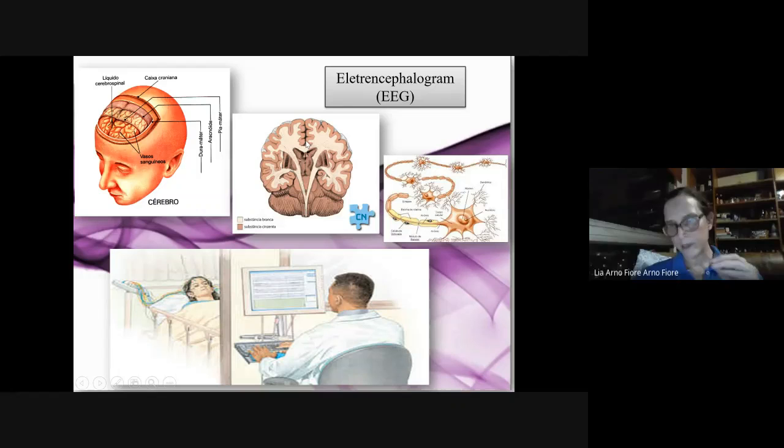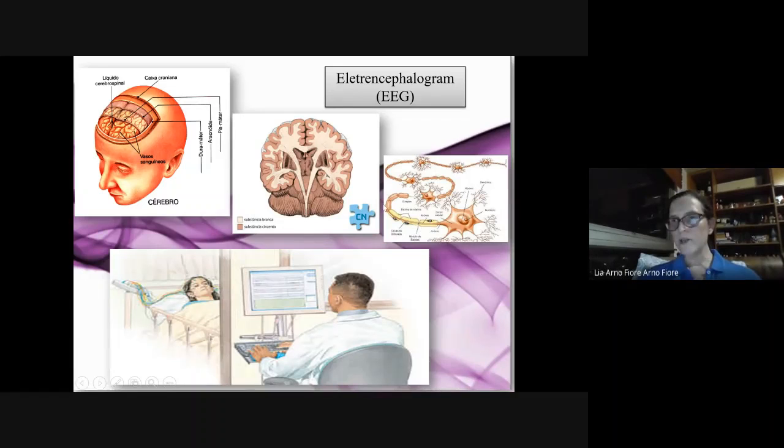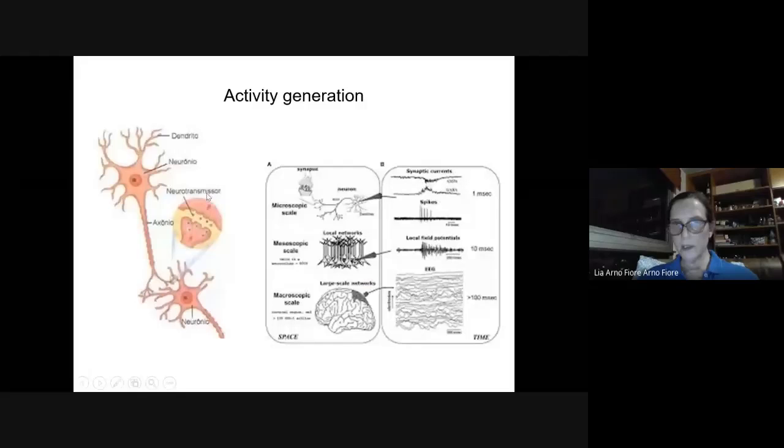So when we describe a focus, we always say it's projected. Let's say the focus is here. Yes, it's projected here. It doesn't mean it starts here, but this is where the electrode sees it. And well, what do we register when we register the electroencephalogram? What is the cortical activity? So remember, when you have a brain cell, a neuron, what kinds of electrical activity do you have? You've got resting potential, membrane potential, the action potential, and between the neurons, you've got the postsynaptic potentials.